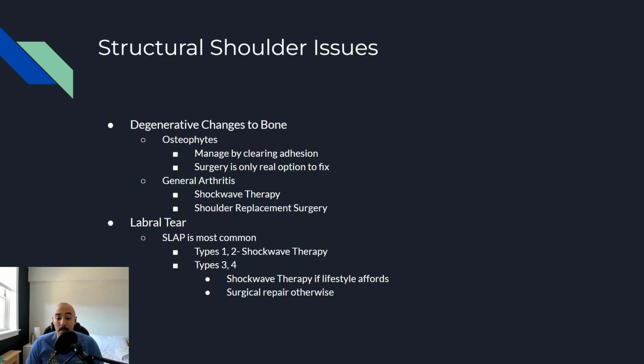So again, if you're a baseball player, you might need surgery still, even if it's a type 1 or 2. Types 3 or 4, right? We're leaning a little bit closer towards surgery. We can try to do some shockwave depending on what your lifestyle affords, but it's a surgical repair otherwise. It's best to get shockwave done first, clear out some of that senescence, and then get the surgery done so that stem cell production is really high as you repair. But you're likely going to need surgery if you're using that shoulder for any real type of work.